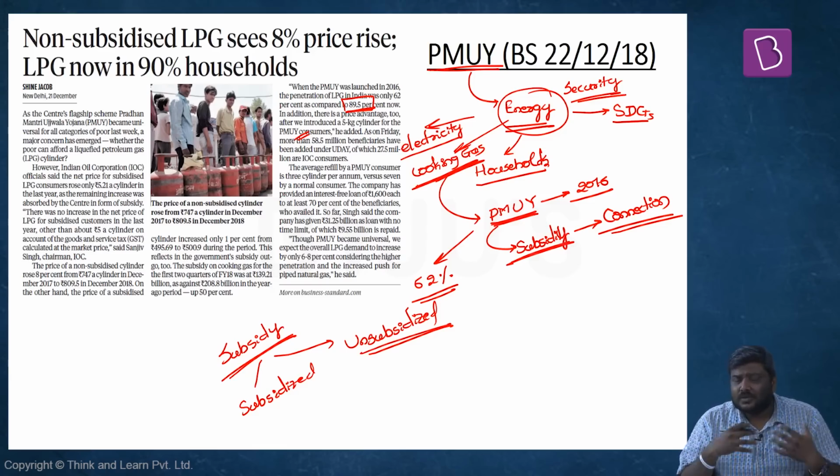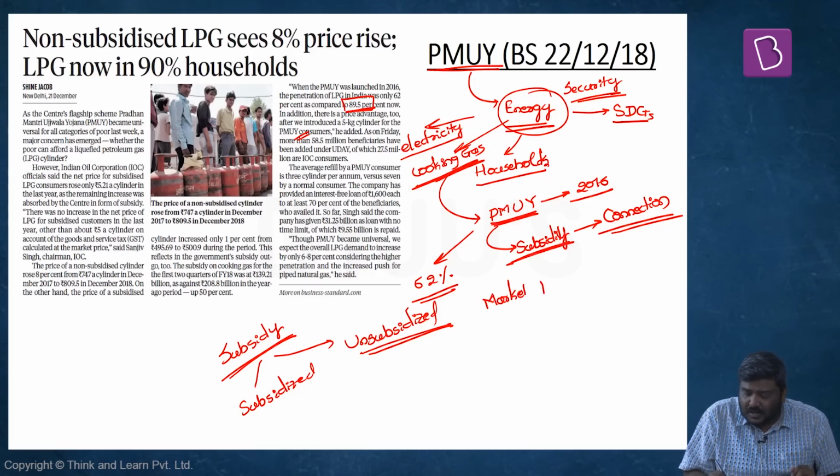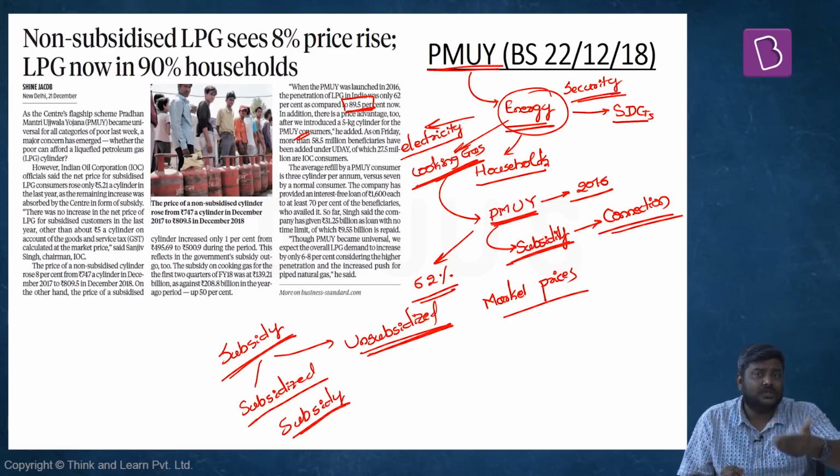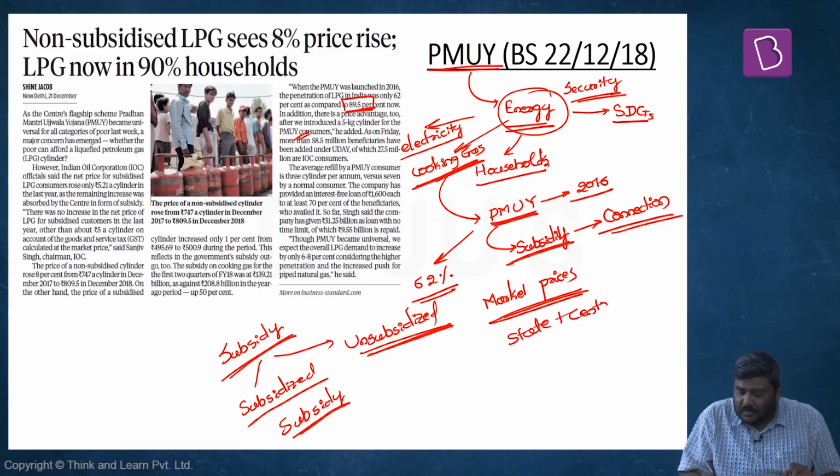There is also a third type of cylinder which is supplied for commercial purposes, at market prices. What is the basic difference between all three types of cylinders? In the case of subsidized, the government of India will incur a huge amount of subsidy and ensure the cylinder is available for the households at a very cheap rate. In the case of unsubsidized, the government will not bear the subsidy; it will be transferred onto the shoulders of the beneficiary itself. And third, market prices: apart from not giving any kind of subsidy for this cylinder, state taxes as well as central taxes will be levied on these cylinders. That is the precise reason market price cylinders are supplied for commercial usage.